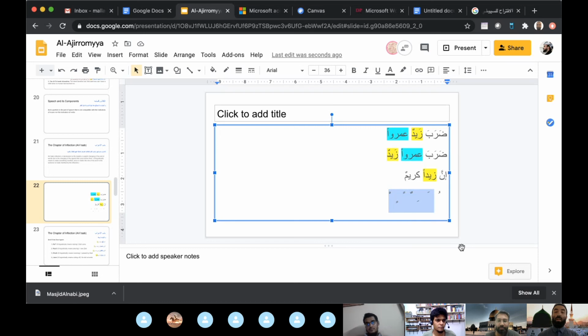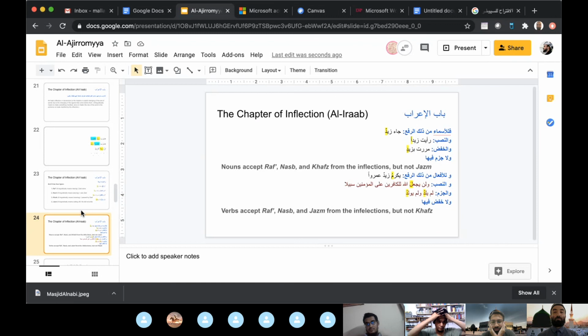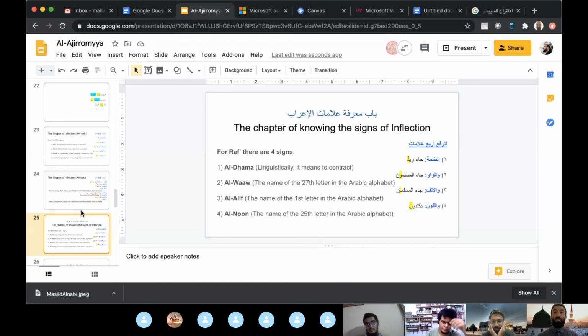Let me do this. I'll add another slide here. I will actually write the name of each of these diacritical marks in English and Arabic as well, so you can just go back to it and read over it if you need to. But inshallah, we'll stop here. Any other questions?